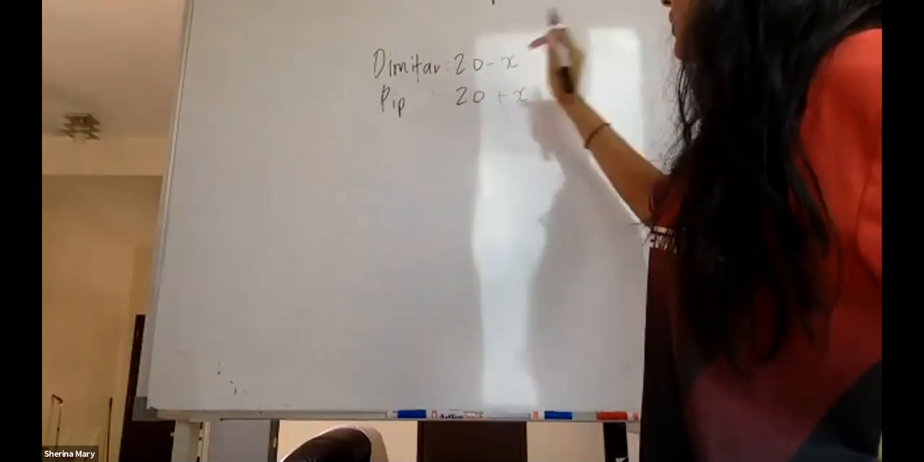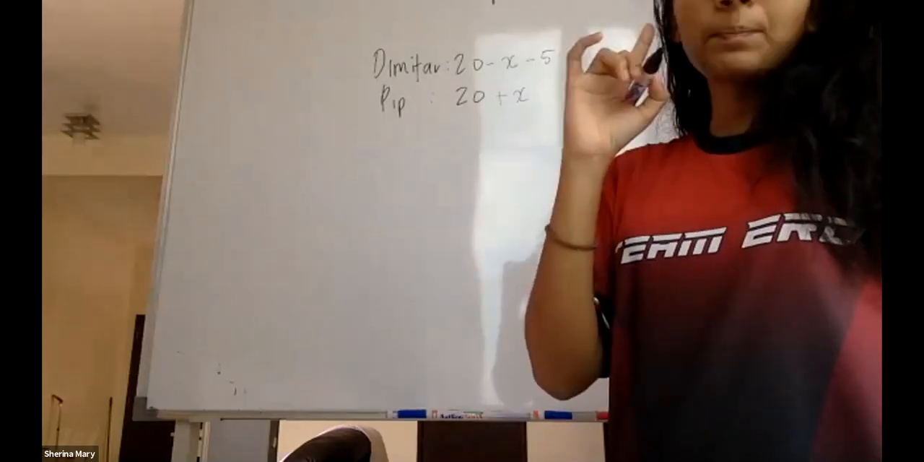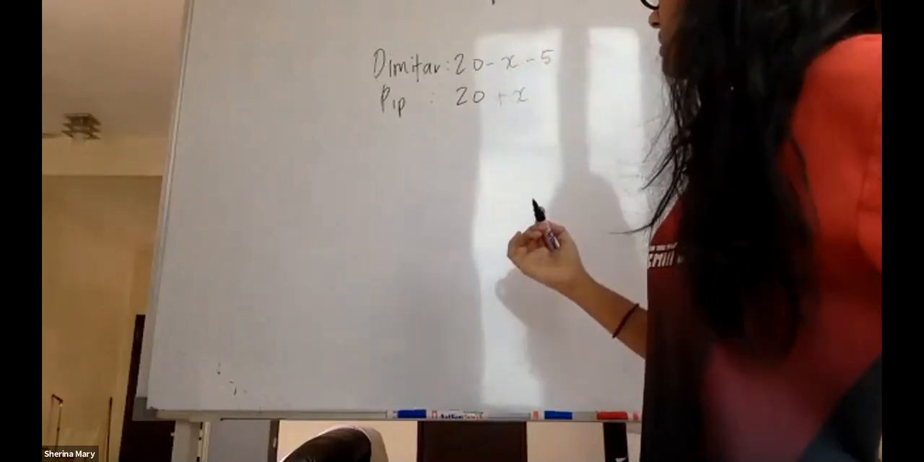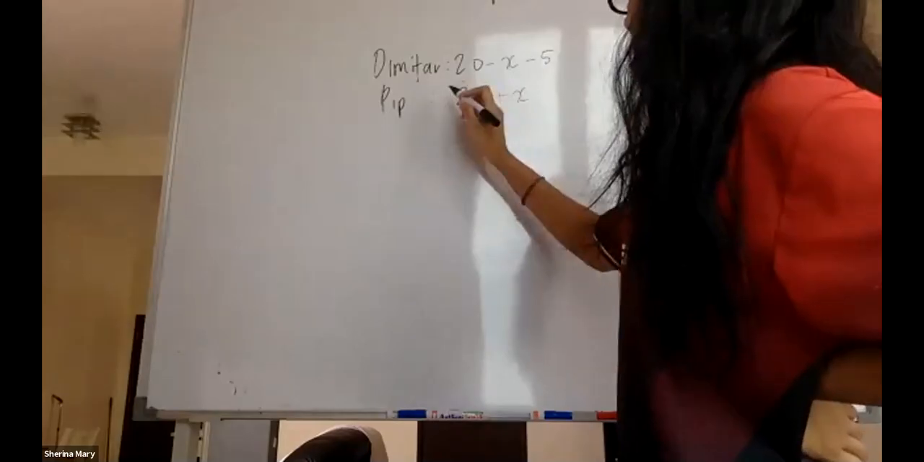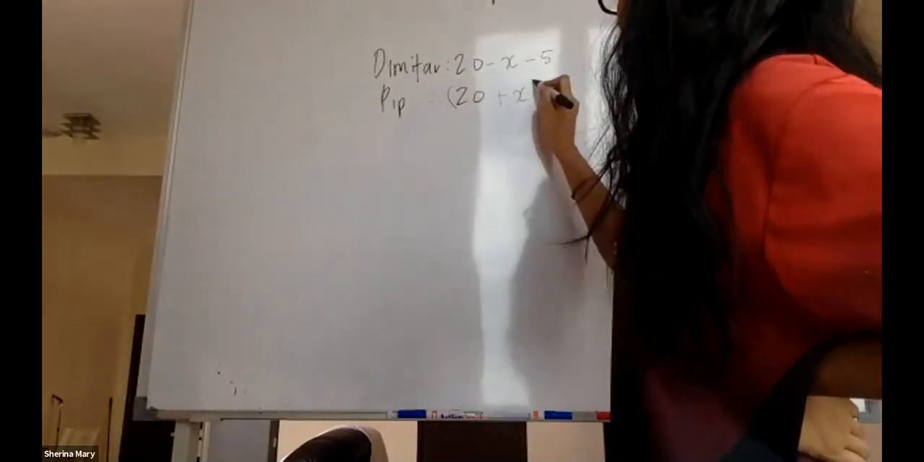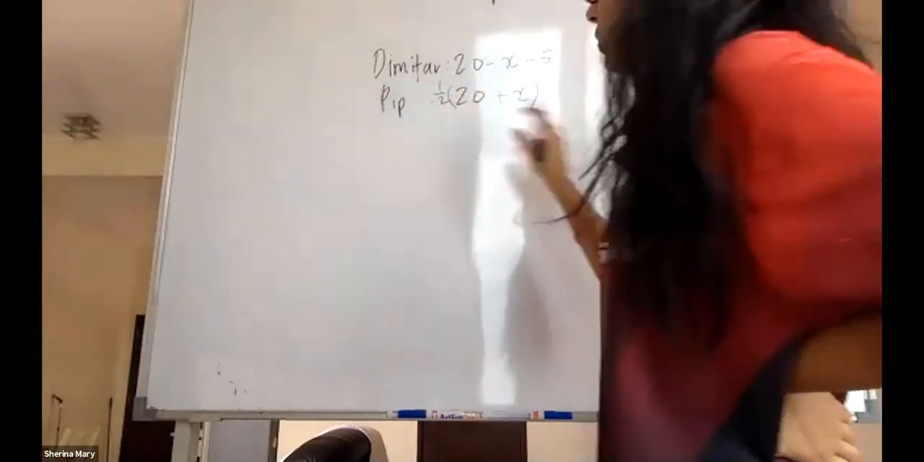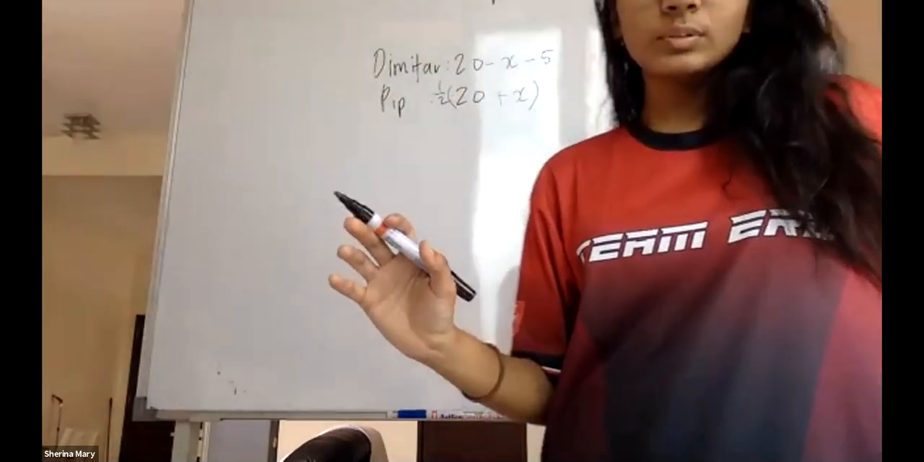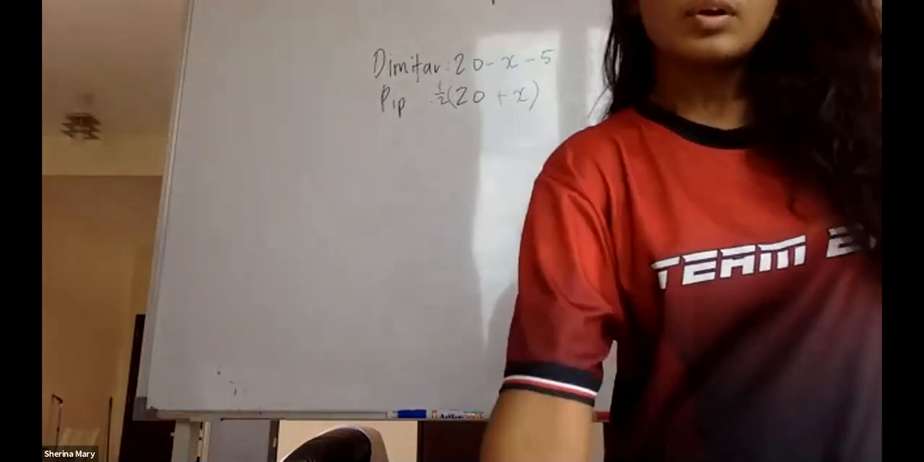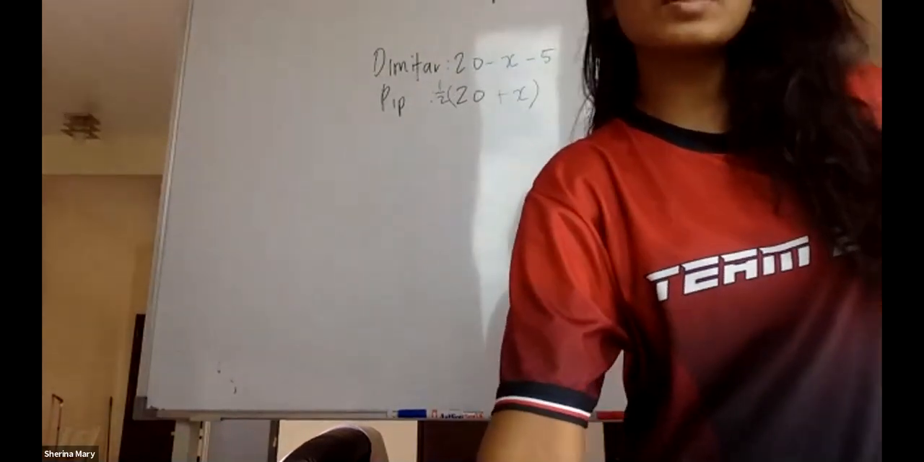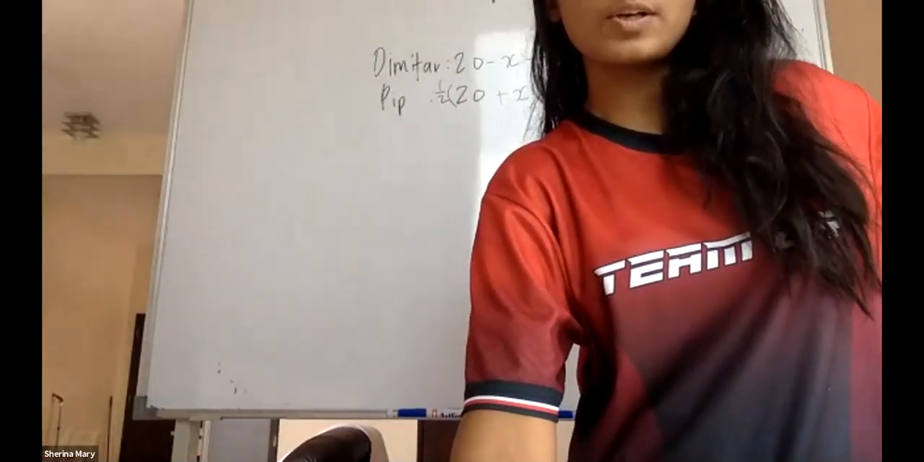So if he eats 5 of his sweets, what must I do? Minus 5. Right, minus 5. And then Pip eats half the sweets. Times 1 over 2. Okay, bracket and times 1 over 2. Correct. Or you can also do the whole thing divided by 2. So that's your expression now.